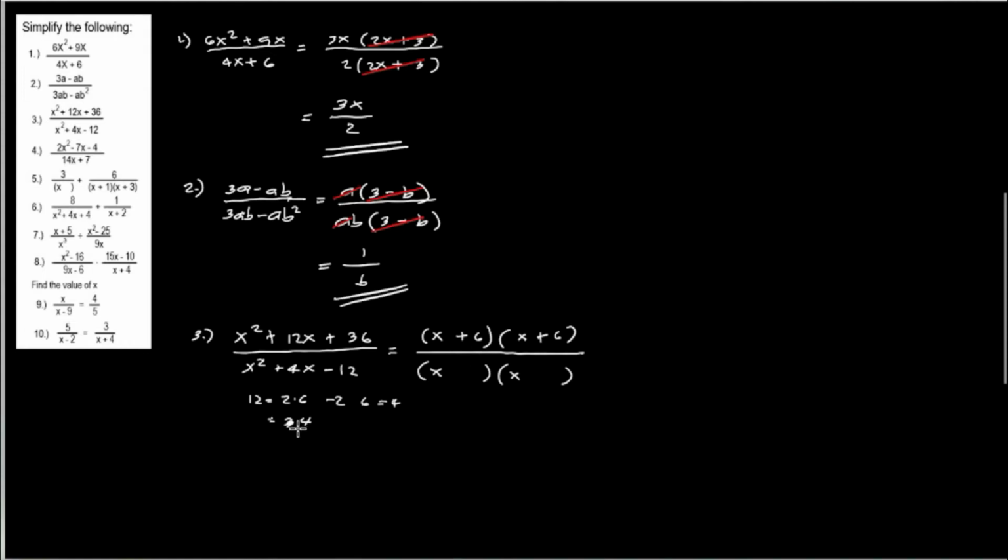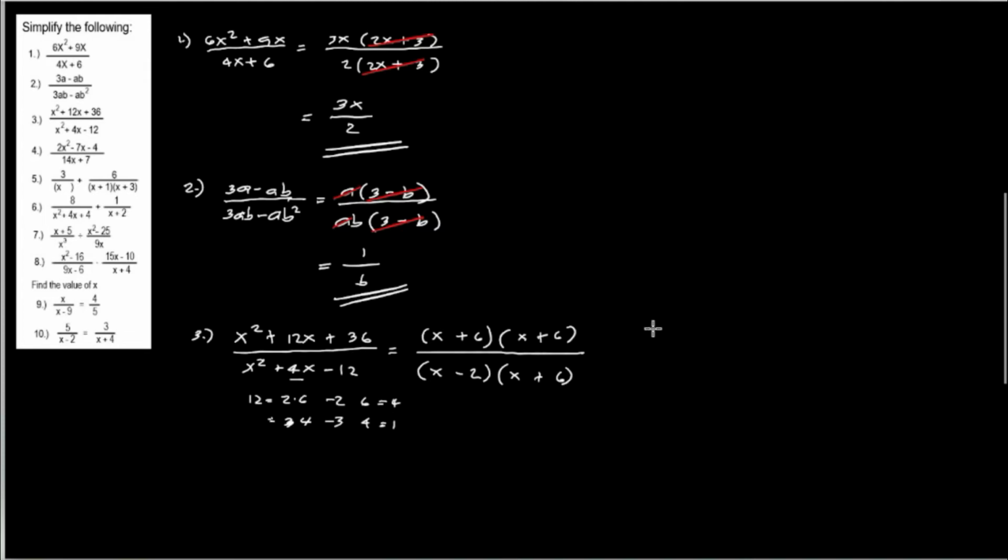If we check for 3 and 4, let's try negative 3 and positive 4. If we sum up, the value is positive 1, which is not the value for B. So therefore, the factor is negative 2 and positive 6. So this is negative 2 and positive 6.